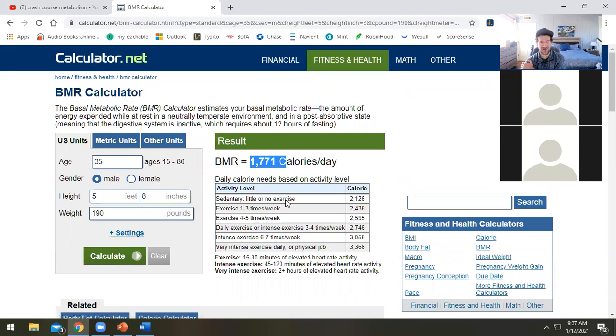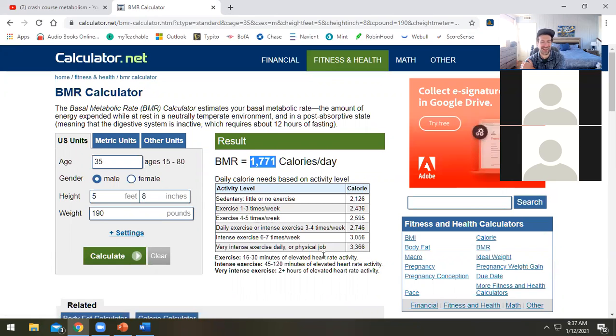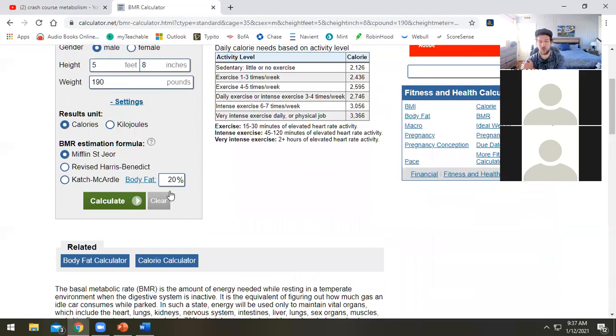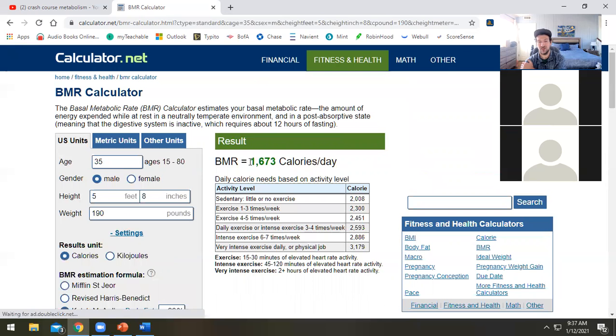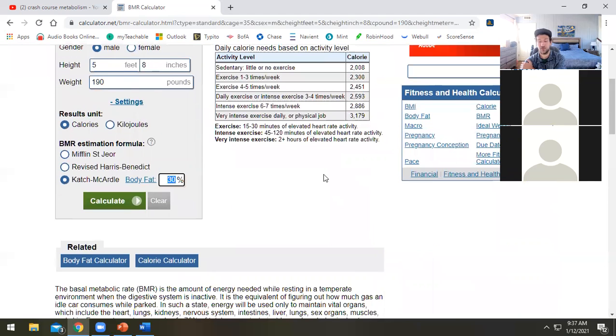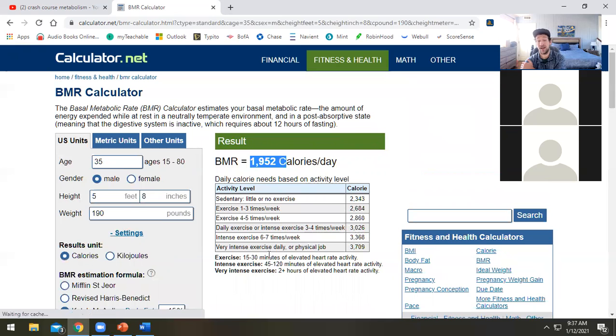Oh wow, 1771. I was close. How'd you do that? I used to do this for 30 people a day. If you happen to know your body fat percentage, we can actually use a slightly different formula. If we change your body fat percentage, let's say it's 30%, you'll watch this number go down. But let's say your body fat percentage is 15%, we'll watch it go up massively.